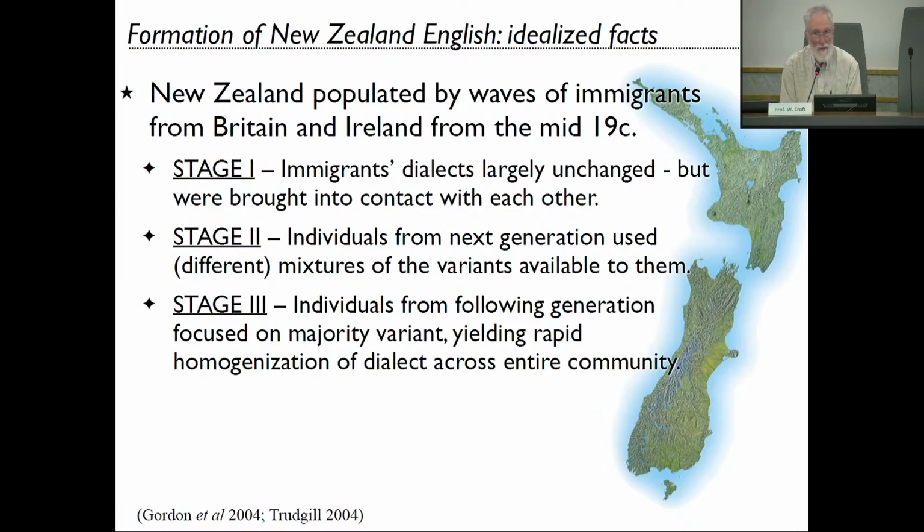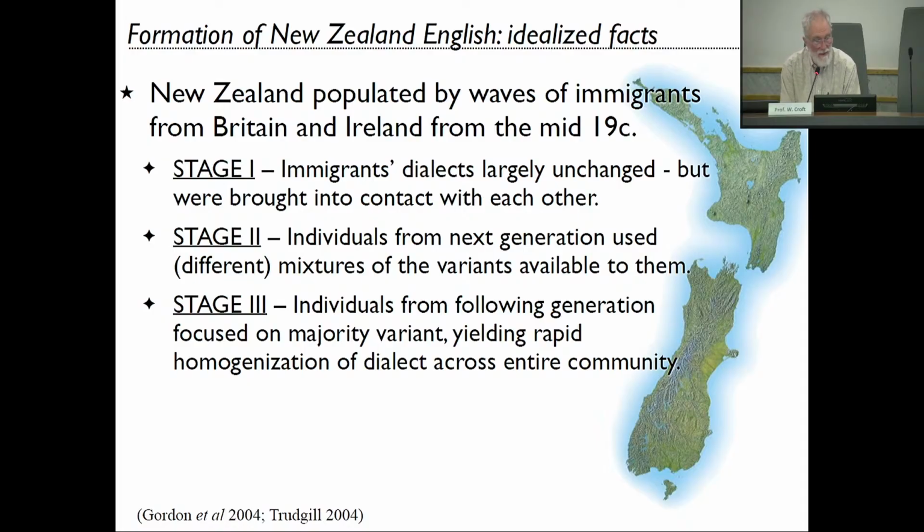And so the observation we have, and the thing that made the study possible, was recordings that were done by New Zealand Public Radio of older people in the 1940s. So the immigrant generation was gone, but the first generation of native New Zealanders was still there, so they could record their language. And it turned out they used different mixtures of the variants available to them.